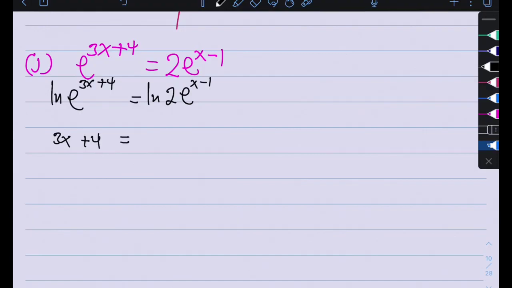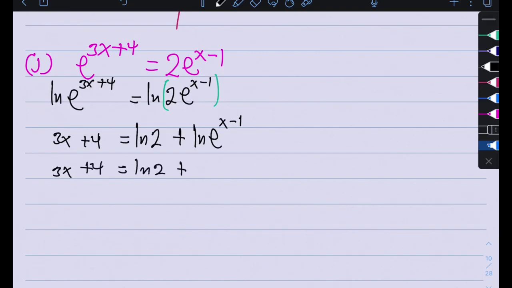The right hand side, though, be careful. If you have something like this, the 2 is definitely multiplying this particular function. So I think it would be best if I put it in a bracket so that you see what is really happening. So once I want to remove the bracket, I apply the multiplication rule. So I have ln 2 + ln e^(x-1). Okay, so this will give us 3x + 4 = ln 2 + x - 1.